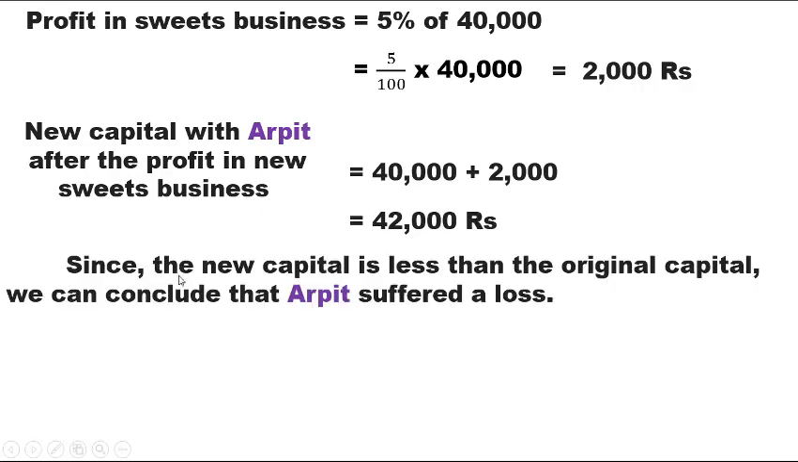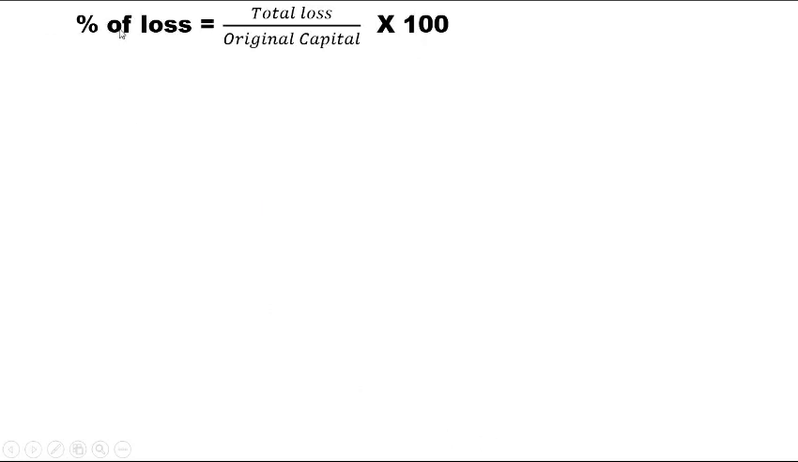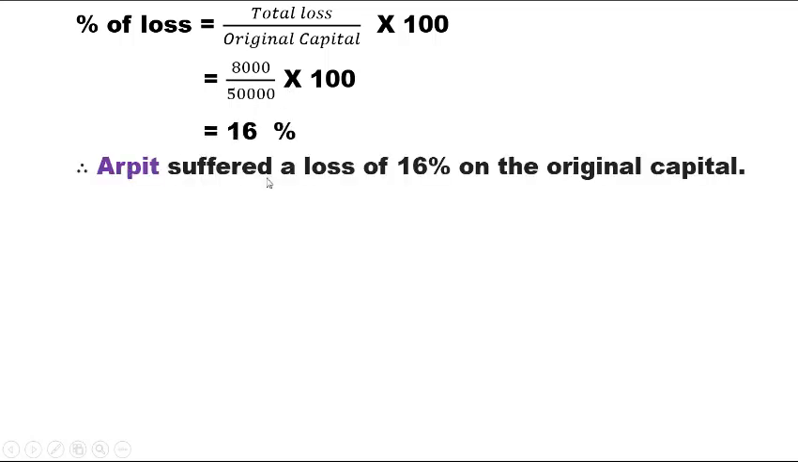Since the new capital is less than the original capital, we can conclude that Arpit suffered a loss. Total loss on original capital is equal to original capital minus new capital, which is 50,000 minus 42,000, equal to 8,000 rupees. Percent of loss is equal to total loss divided by original capital into 100, which is 8,000 divided by 50,000 into 100, equal to 16%. Therefore, Arpit suffered a loss of 16% on the original capital.